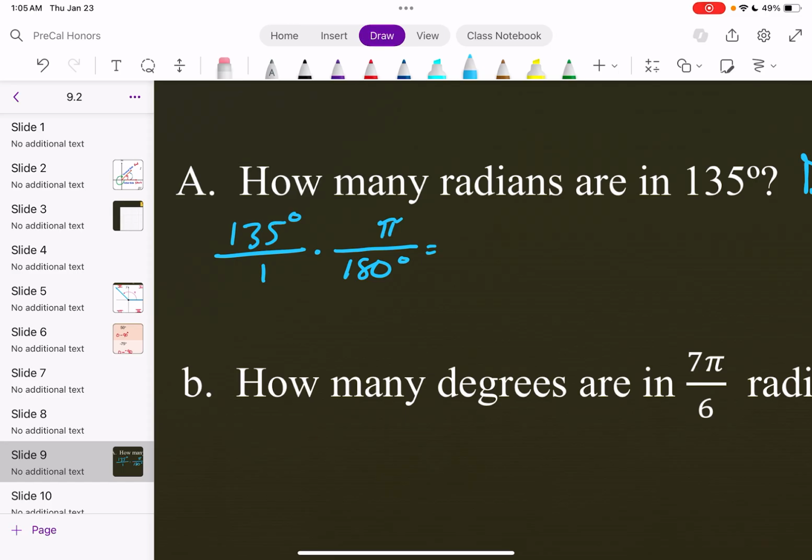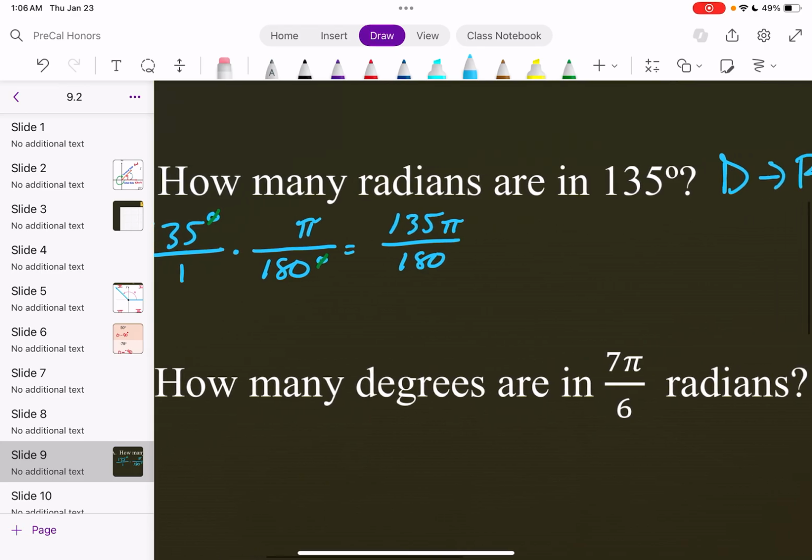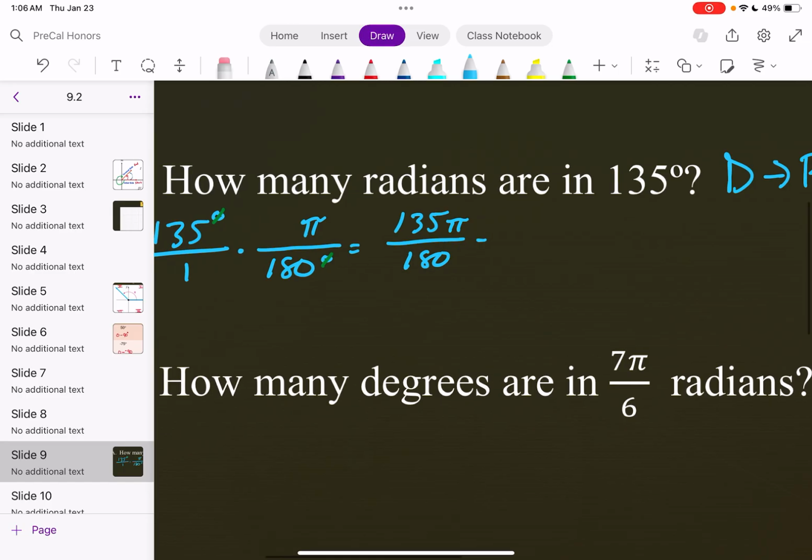This would give us 135 pi over 180. Keep in mind, the degree and degree will cancel off. Pi is what is left over. Once we have 135 pi over 180, notice the 135 and 180 would simplify to 27 pi over 36.